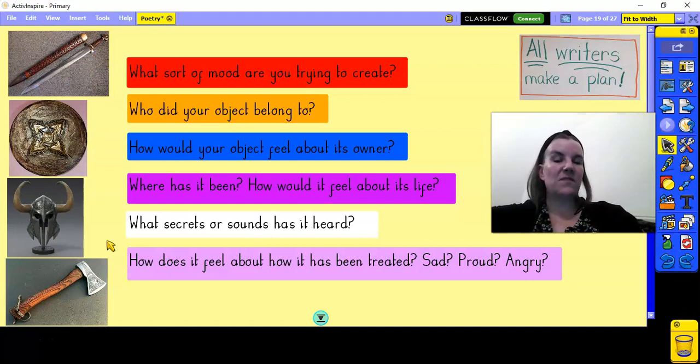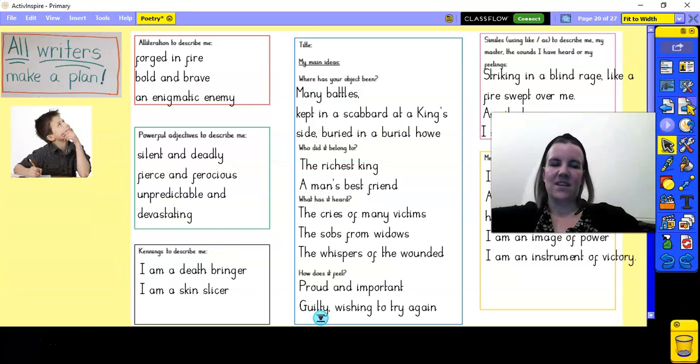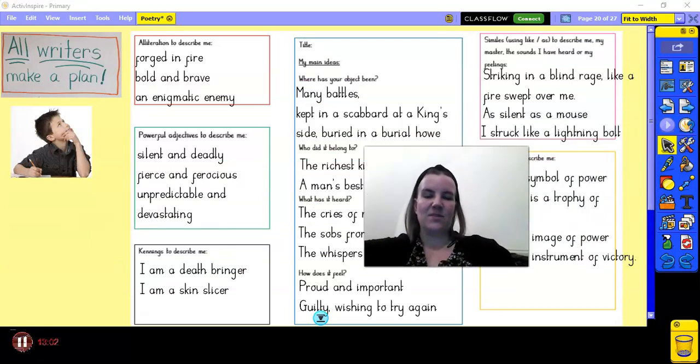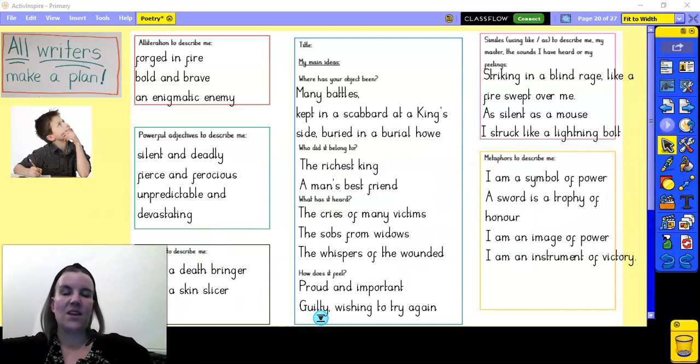Think about your object's feelings if it had them. Where might it have been? What might it have seen? What secrets might it have heard? How might it feel about what it's done in the past? So once you've developed all of your ideas, you can start putting your ideas into a plan, which is exactly what I've done here. You'll find this outline of the plan on the Google Drive, okay? And you can definitely use some of my ideas to help you, which is why I've popped them down.